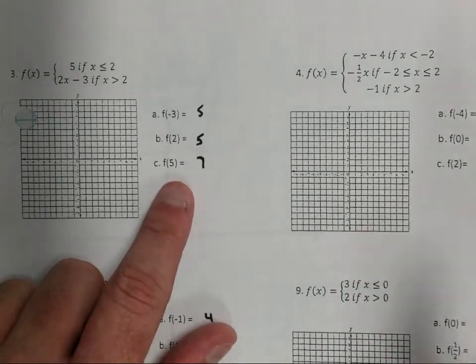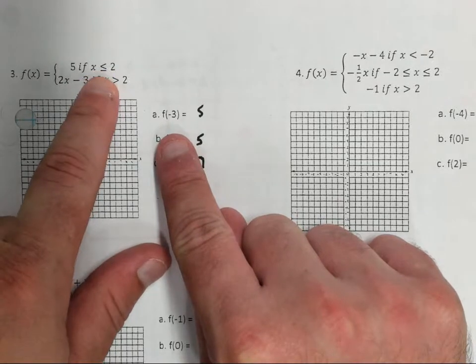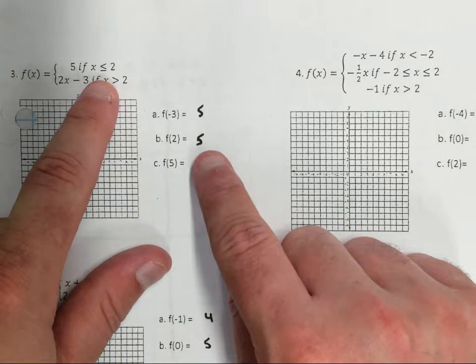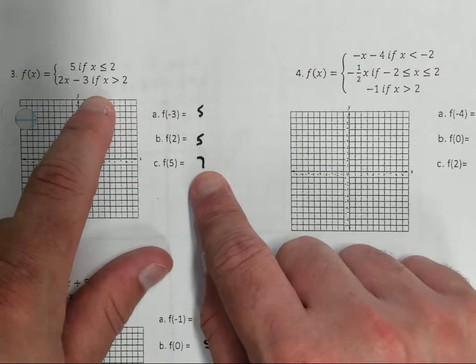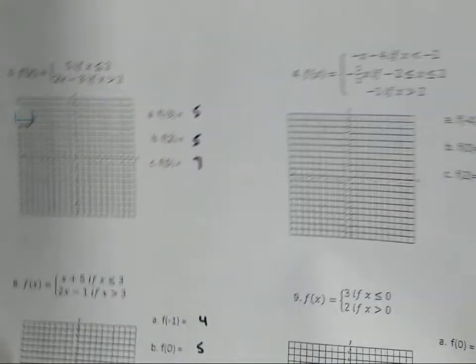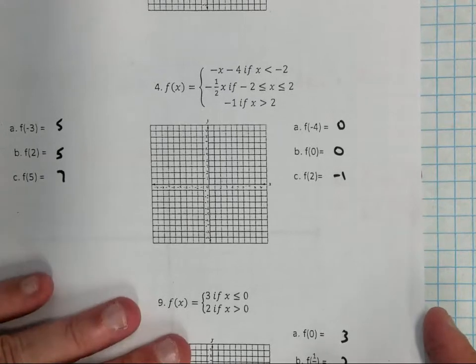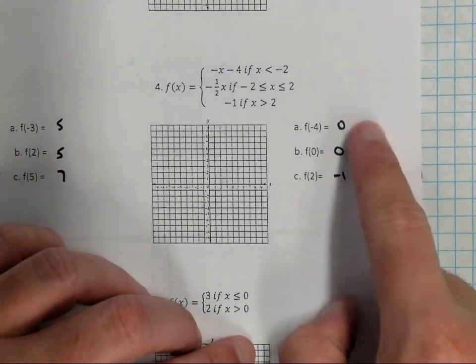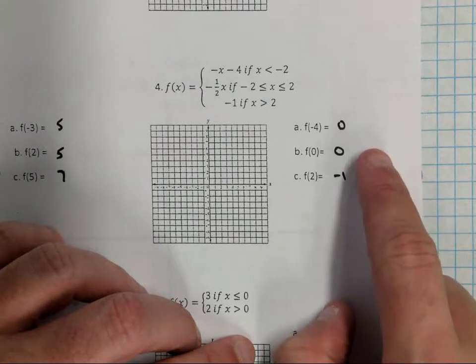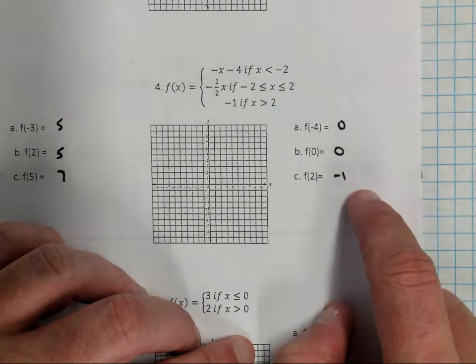Alright, so on number 3, let's look at our evaluation. F of negative 3, that's less than 2, so that would be 5. B would be 5 because it's or equal to 2, and this would be 7. Okay. On number 4, we have 3 pieces. And number 4 is something a little different about number 4 we're going to talk about in a minute. But looking at the evaluation, it should be 0, 0, negative 1.